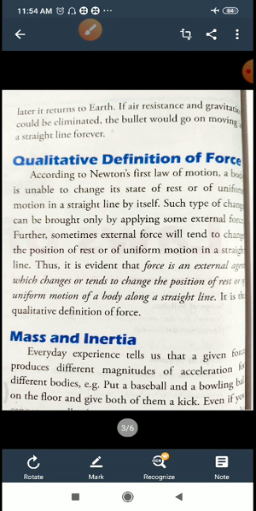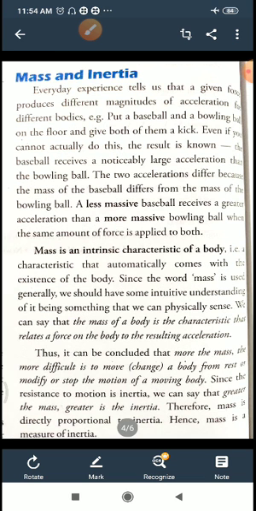Everyday experience tells us that a given force produces different magnitudes of acceleration for different bodies. Suppose two different bodies are there. On one body we have applied more force, and on the other body we have applied less force. Which one will move a longer distance? Obviously the object on which we have applied a large amount of force will move a longer distance. We can say the magnitudes of acceleration of both bodies are different. Wherever we have applied more force, we find more acceleration, and in the other case we find less acceleration.